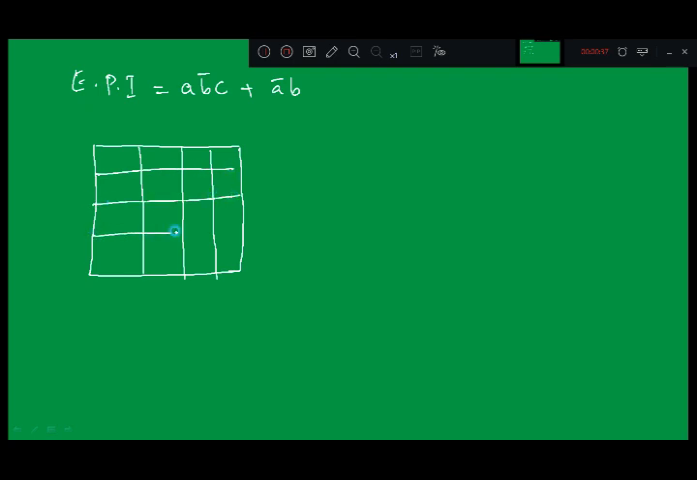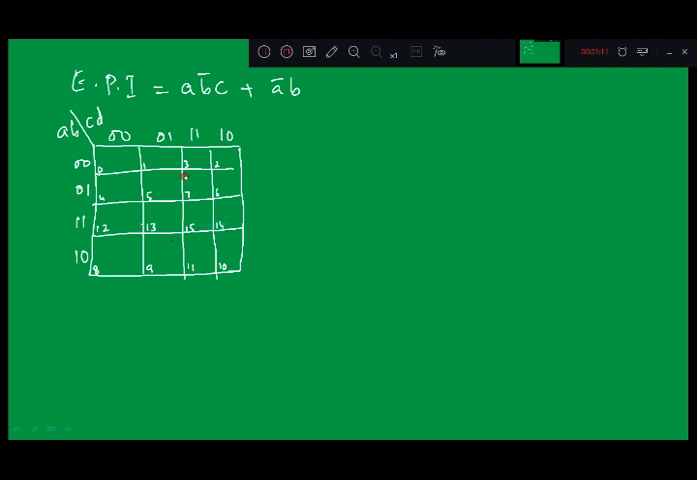It's a 4 variable K-map. A, B, C, D are the inputs. 0, 0, 0, 1, 1, 1, 1, 0. Next, 0, 0, 0, 1, 1, 1, 1, 0. Identify the cells. I will number the cells: 0, 1, 3, 2, 4, 5, 7, 6, 8, 9, 11, 10, 12, 13, 15, 14.